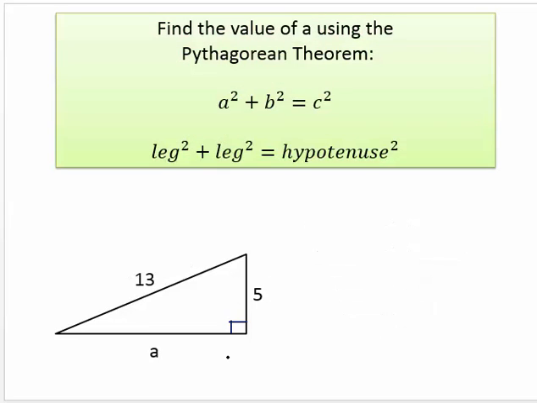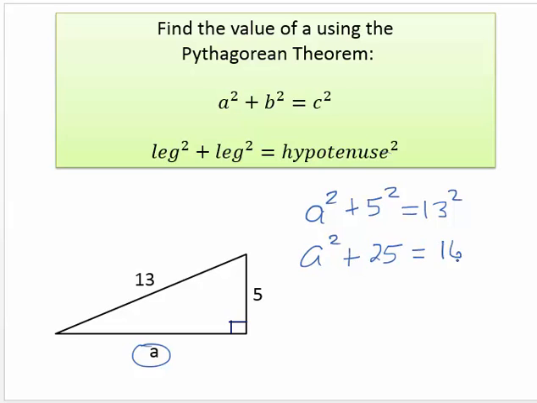Now take a look at this one. It says we're supposed to find the value of a using the Pythagorean theorem. Notice that a is not the hypotenuse. A is a leg. So here we go. Leg squared plus leg squared equals hypotenuse squared. So we get a squared plus 5 squared, meaning 5 times 5, which is 25, equals 13 squared, which is 169.